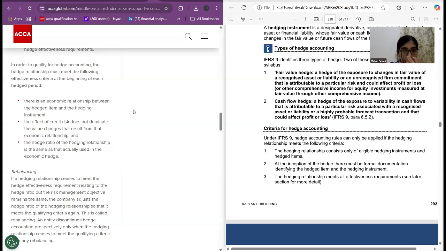Then the effect of credit risk does not dominate the value changes that result from that economic relationship. So sometimes what happens is, you are selling an item to a customer, and it's a large customer, but currently it is facing issues, bankruptcy issues and all that, and you are going to sell it in the future.